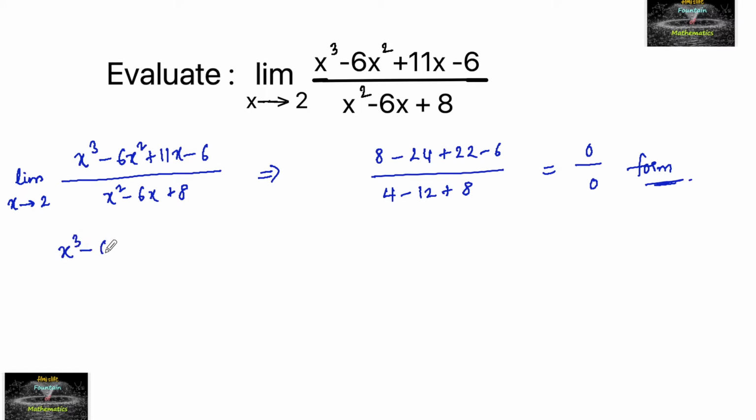The numerator is x^3 − 6x^2 + 11x − 6. Since by substituting x = 2 we get 0, clearly x − 2 is a factor of both numerator and denominator. Using the synthetic division method, let us find the remaining factors. Take the coefficients in order, x^3, x^2, x term and constant: 1, −6, 11, −6.